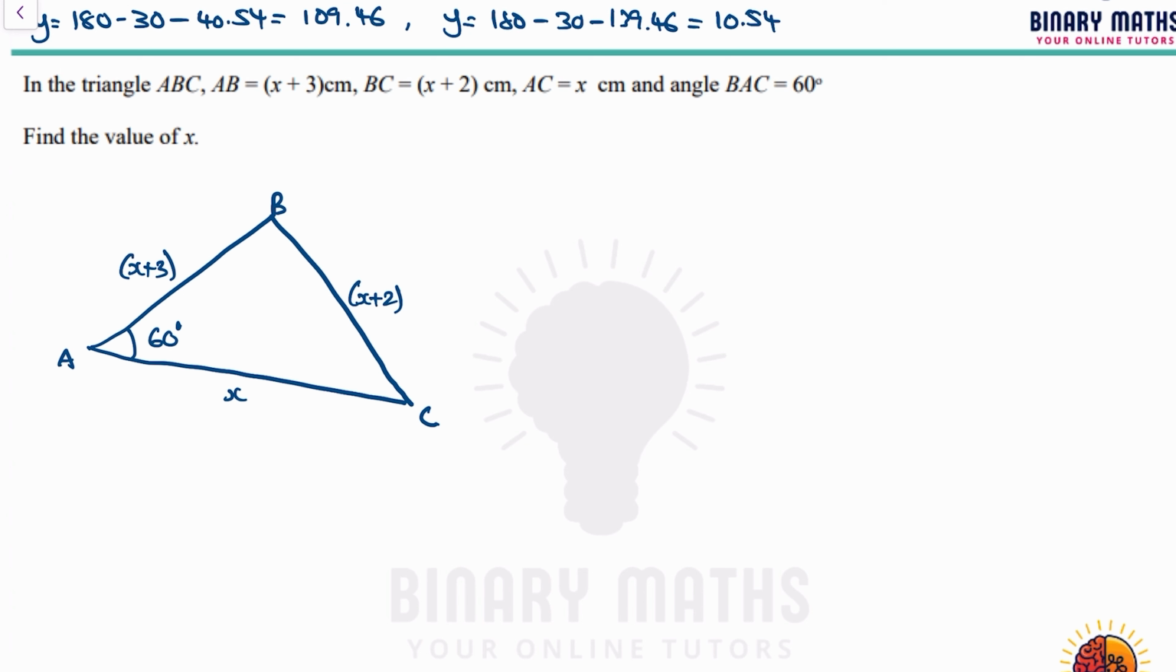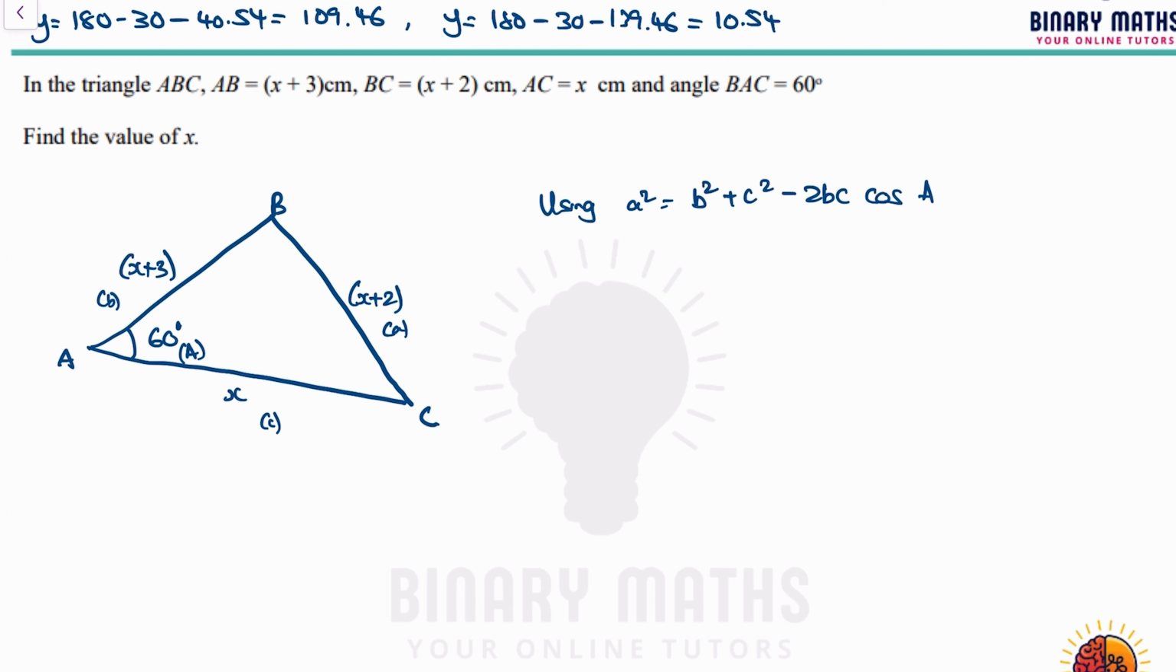Again, we do not have any known opposite angle and length. That means I do need to use the cosine rule. So using a squared is equal to b squared plus c squared minus 2bc cosine A. In this case, because I know this 60 degrees, this must be my capital A, this must be my little a, this must be my b, and that must be my c.